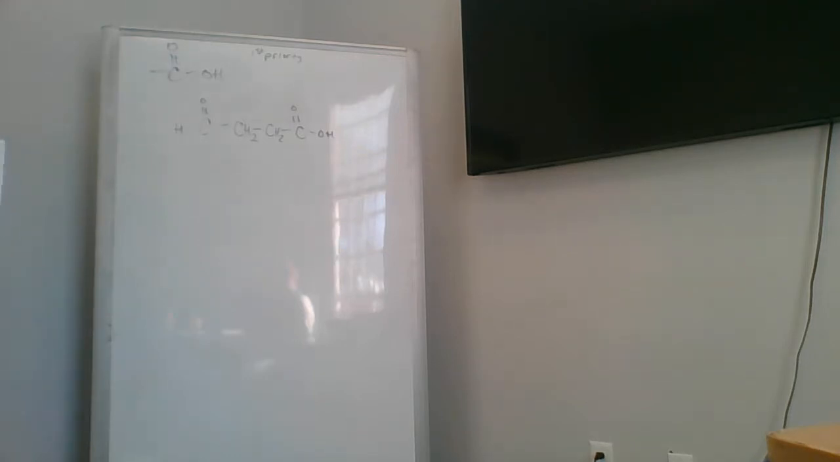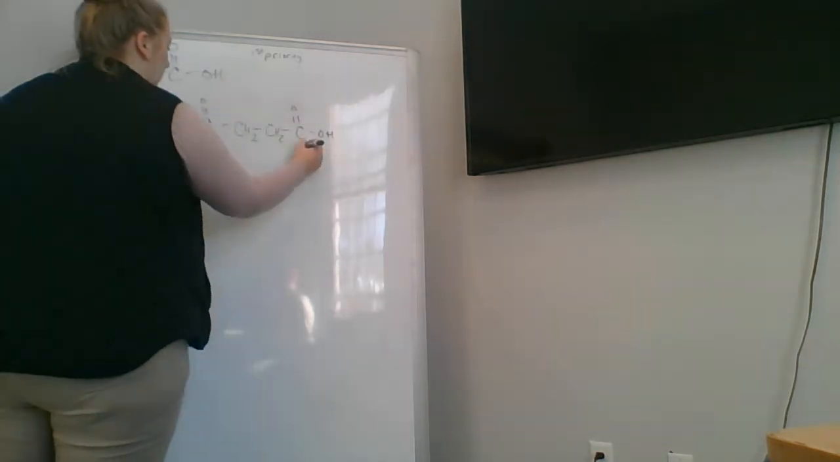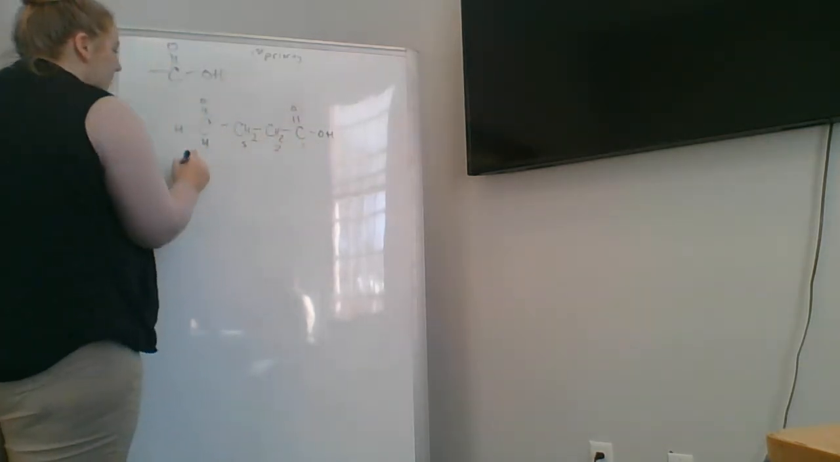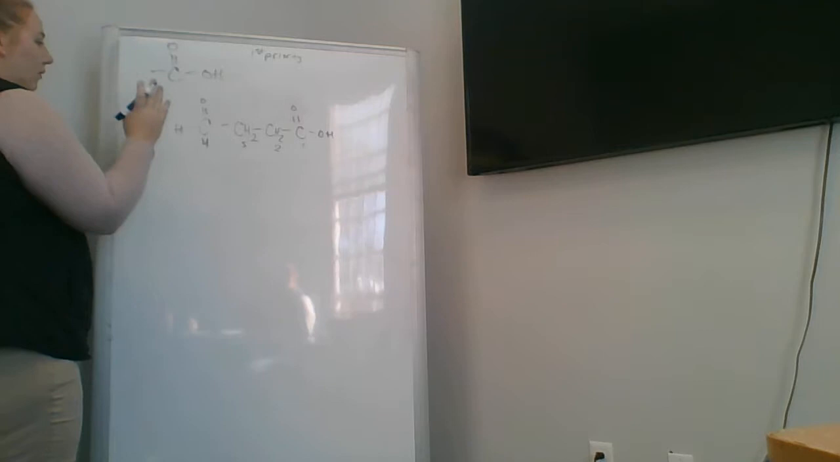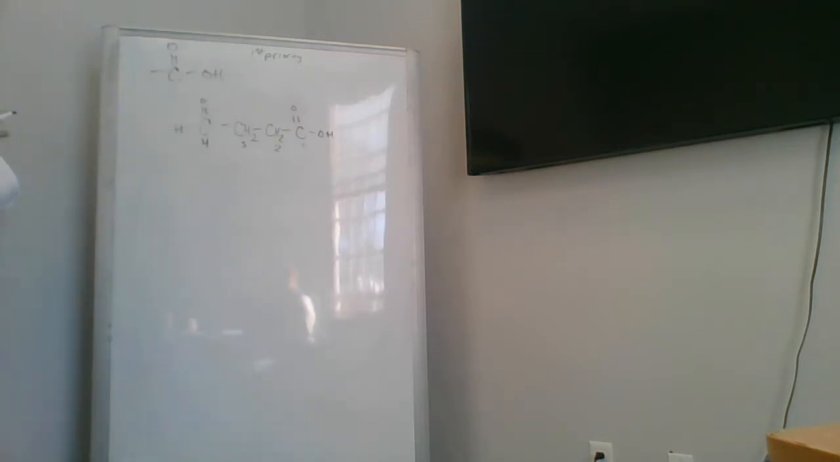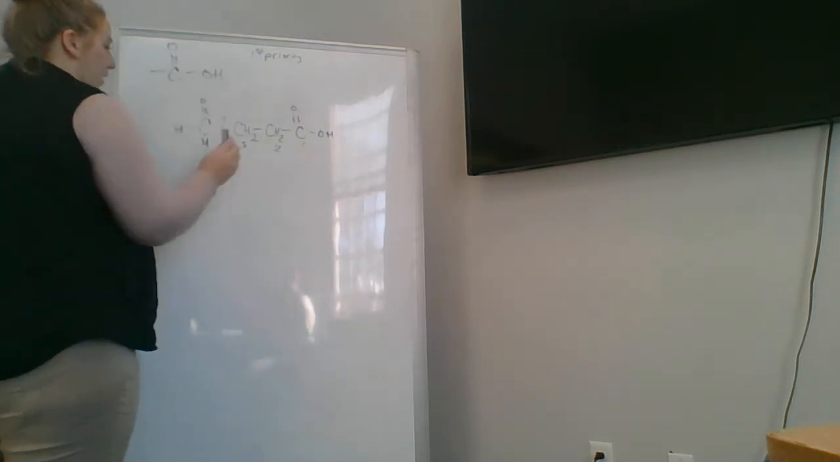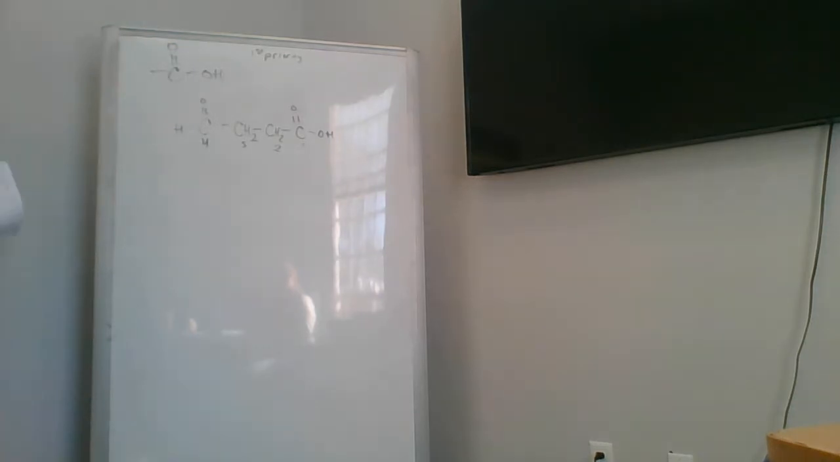But in terms of numbering, okay, which way would you want to number? Would you want to start numbering from left to right or from right to left? Right to left. So that's what it means by first priority. So even if you had, you know, an alcohol group or a halogen, you're always going to start the numbering from the carbon that has the carboxylic acid group.